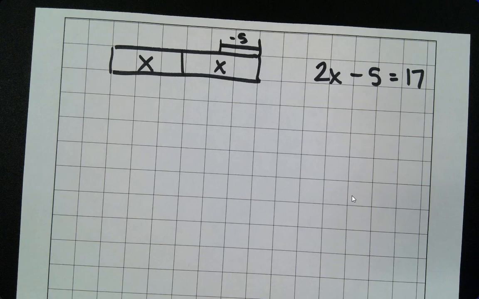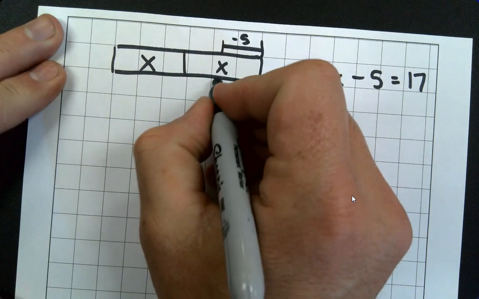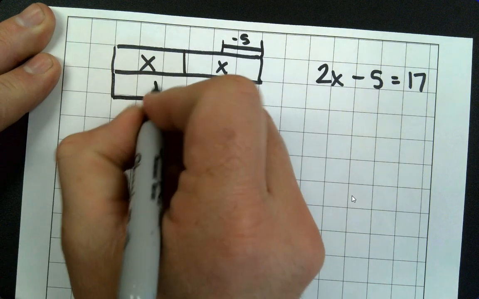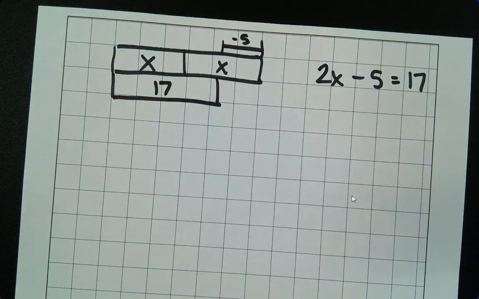Where's that going to be up here on this graph, or on these boxes? Good, Tyler. Right where I cut it. This is now 17. I started with 2 x's, and I took 5 off of it. When I take those 5 off of it, I'm left with 17.